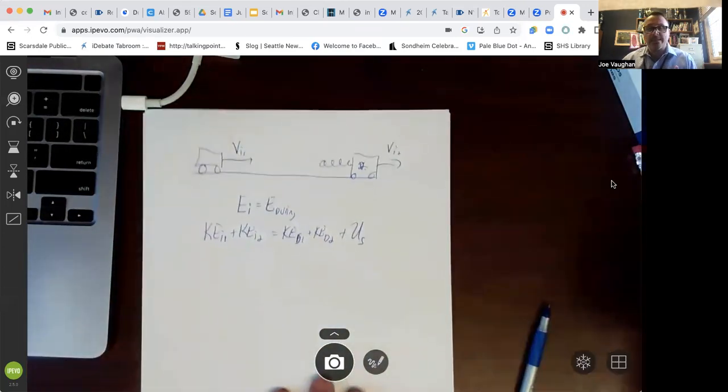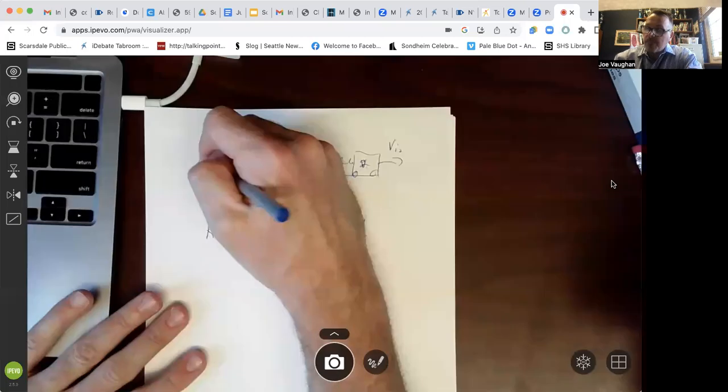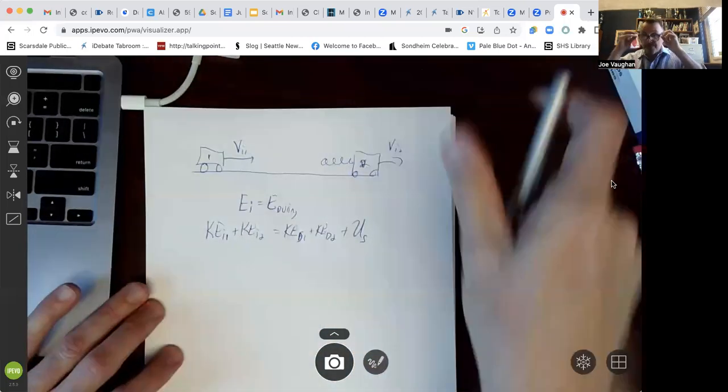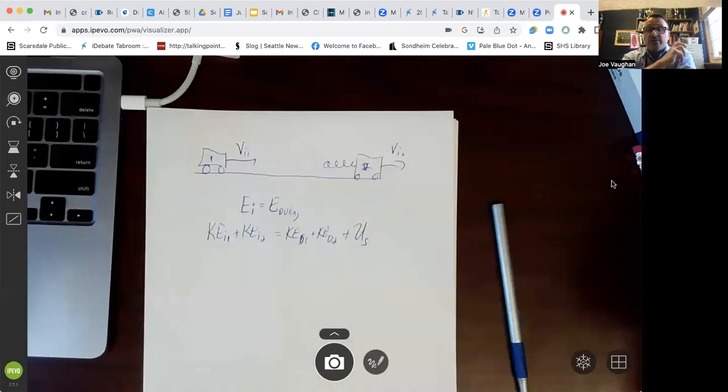But let's think about what's happening here. We know that when one hits two, and let's say once again that one is faster than two, one moving faster than two means that the spring will compress. At some point during the collision, though, something very important is going to happen, and that is that the spring is going to achieve a maximum compression. And when does that happen? Well, if you think about it, as long as one is moving faster than two, when it hits the spring, one is going to start to slow down, but two is going to start to speed up.